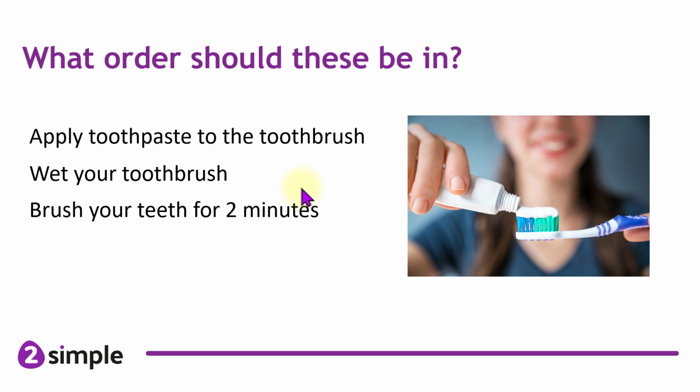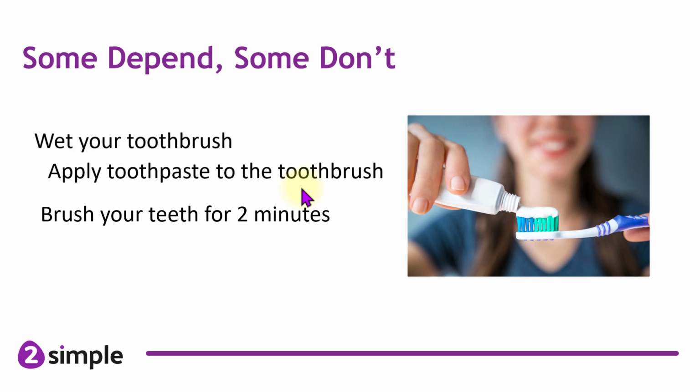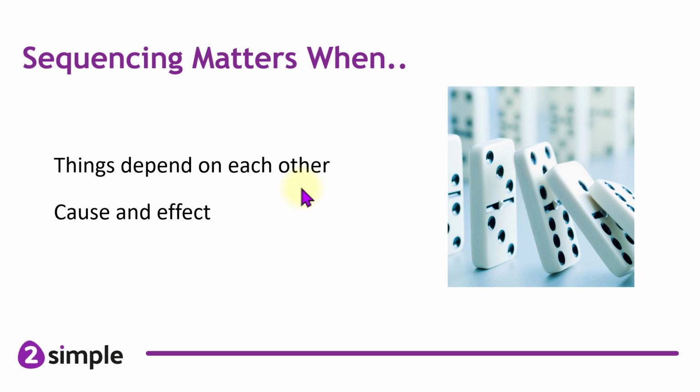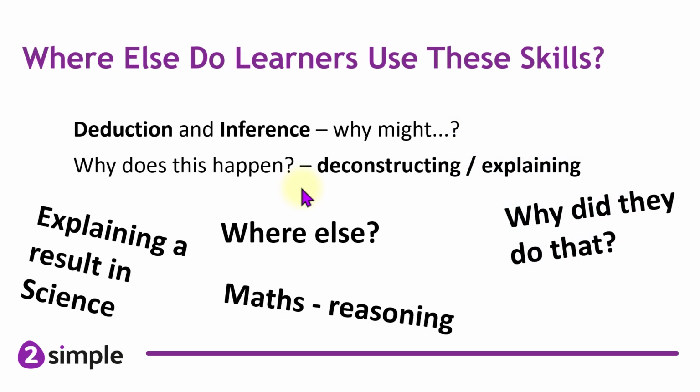However, saying that brush your teeth for 2 minutes comes last is quite important, but it doesn't matter what order we do the first two in. Whether we put the toothpaste on first or wet it first, we're still going to have a wet and pasty brush to clean our teeth with. Sequencing matters when things depend on one another, and it's an idea of cause and effect which we're familiar with across the wider curriculum. Where else did learners use these skills?